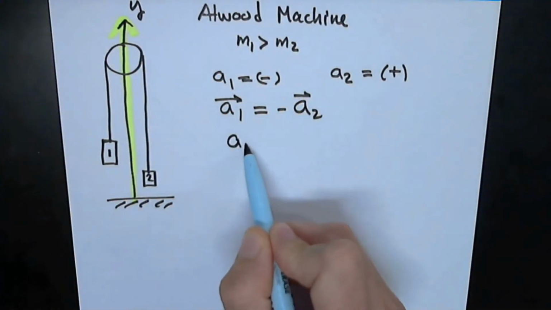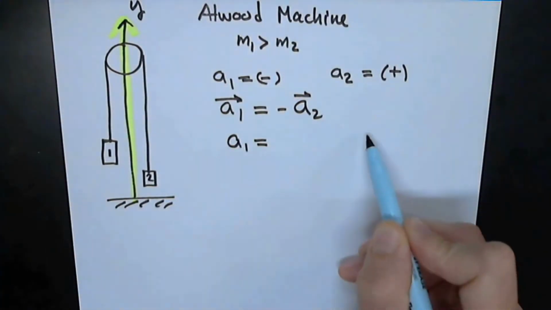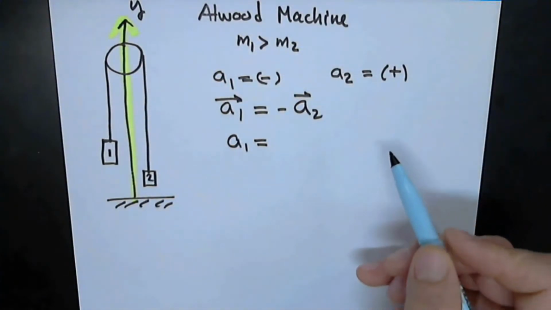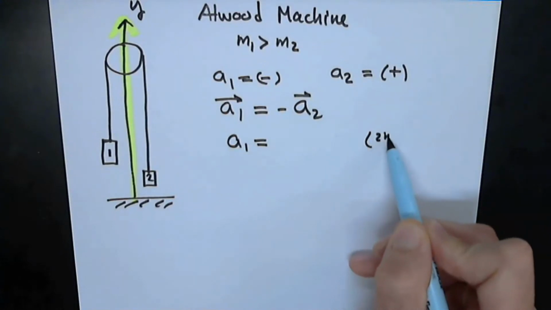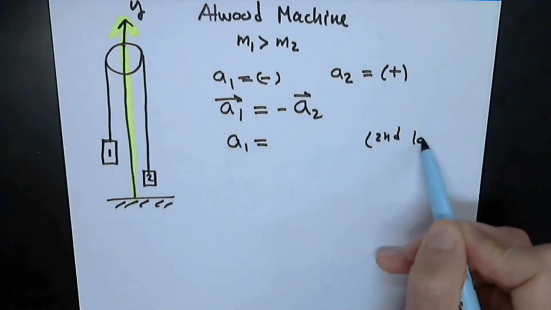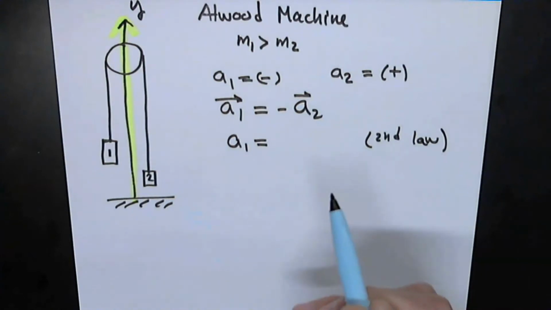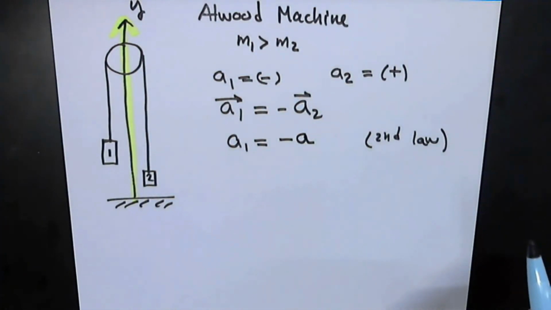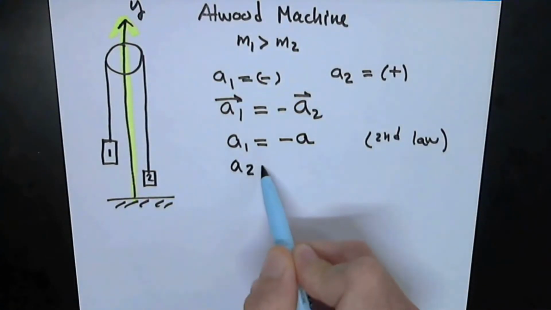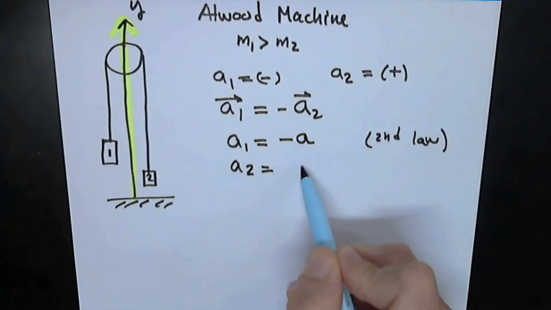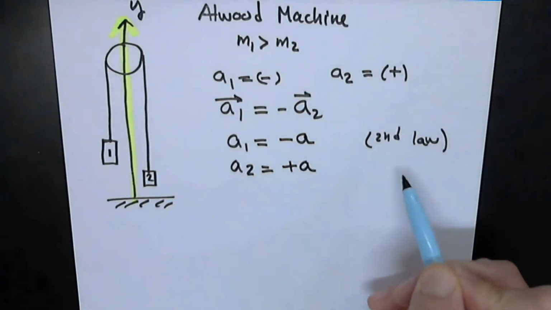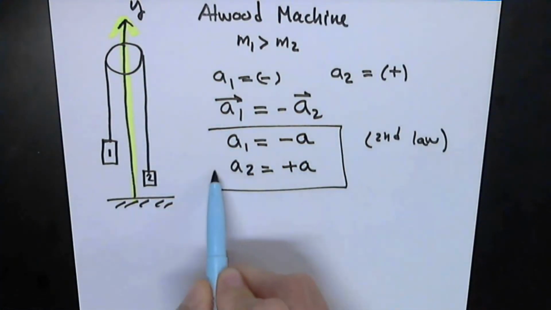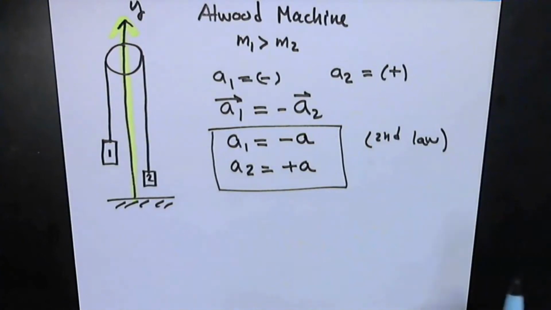So A1, when we put it in Newton's second law, remember it's a vector, is going to be -A, and A2, when we put it in Newton's second law, is going to be positive. Okay? That's the first thing to consider. When one is going down, the other one is going up.